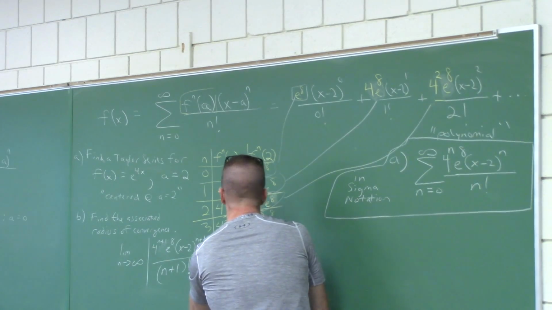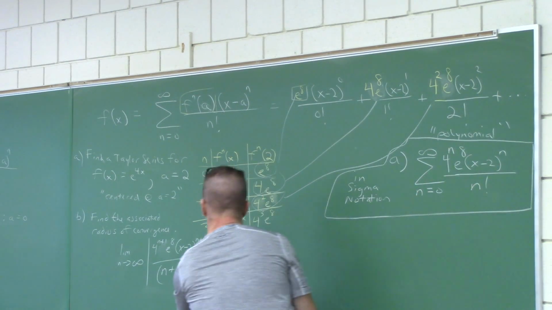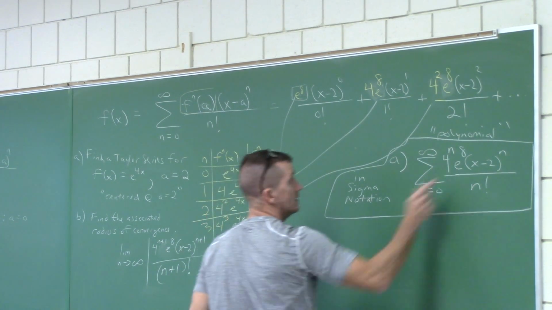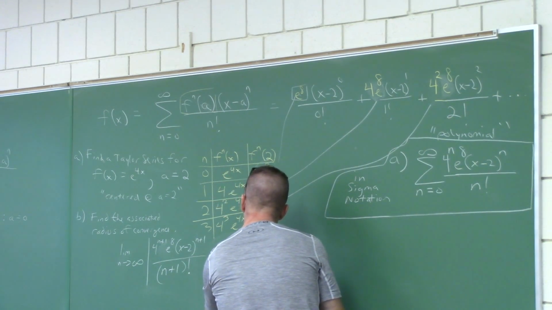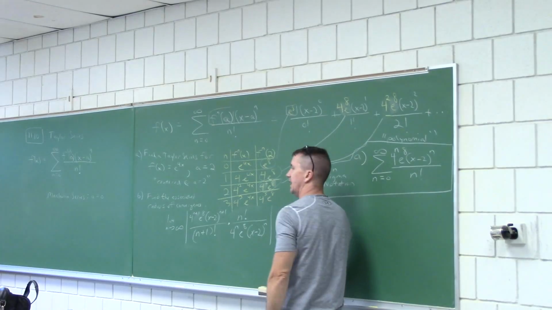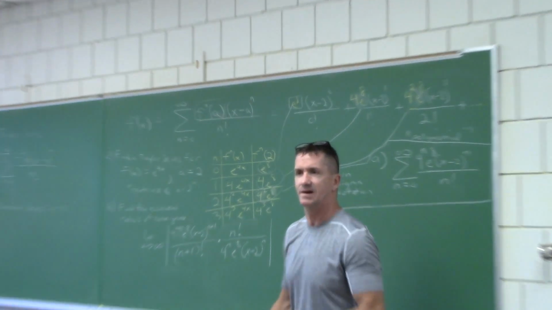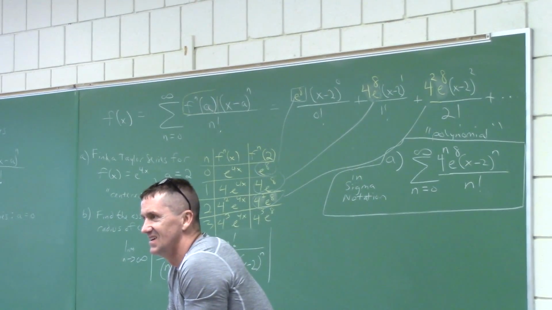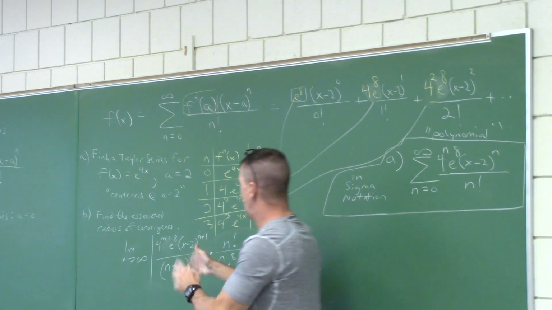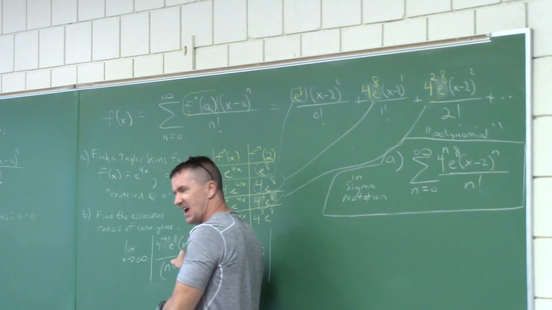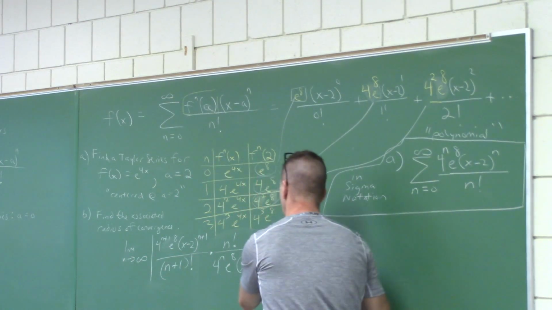And factorial, then all that goes below. 4 to the n, e to the 8, x minus 2 to the n. And there's something I forgot to write. I bet you'll find it. Everything looks good. Yes, you're good. It's like, what am I doing? I'm evaluating this. We're finding that x, and we're going to say this limit is less than 1.